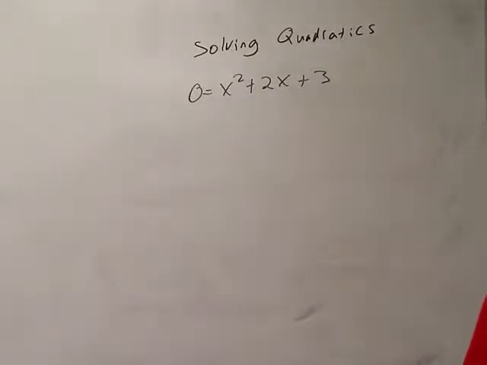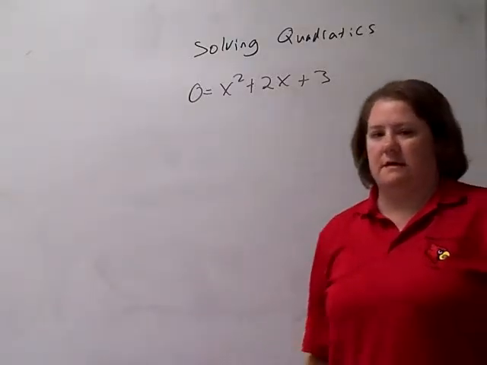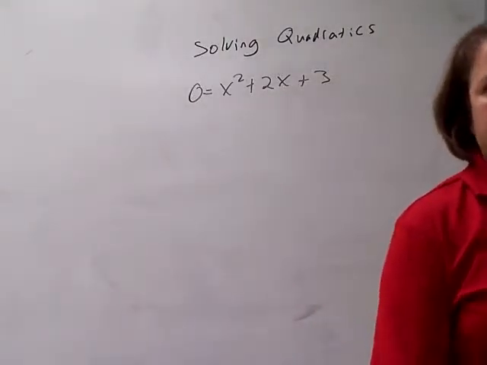What I've got here for you is a quadratic. I just want you to solve for x. 0 equals x squared plus 2x plus 3. Solve the quadratic.